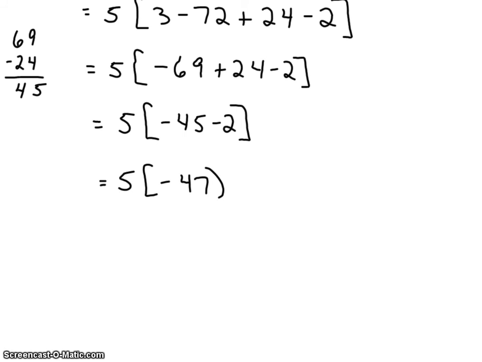Oop, let's erase that real quick and put that as a bracket. You could have at this point changed that to a parentheses if you wanted to. And now I need to do 5 times negative 47. So we're going to do 47 times 5. So we get 235, but negative.